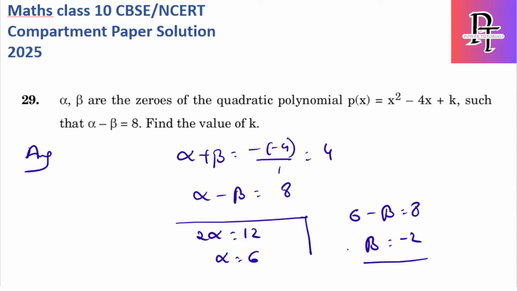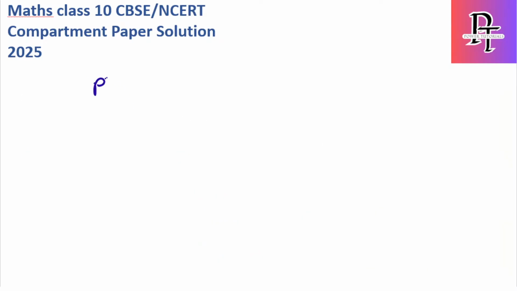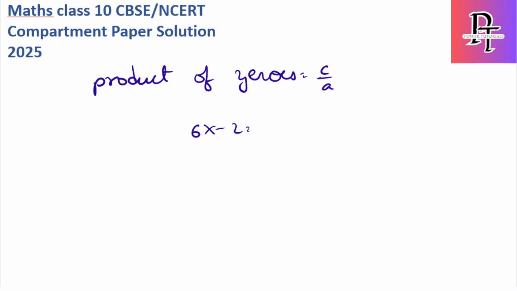They are asking for the k value, not the alpha and beta values, but for k you have to use the product of zeros. The product of zeros formula is c by a. So the product of zeros is alpha into beta, which is 6 and minus 2. 6 into minus 2 is equal to c by a. C is nothing but k here, and the value of k is equal to minus 8. See, one question took more time, whereas the other question is very easy, solved within 1 minute. So that's why a few questions can be lengthy, and in the same way, a few questions will be shorter while solving.